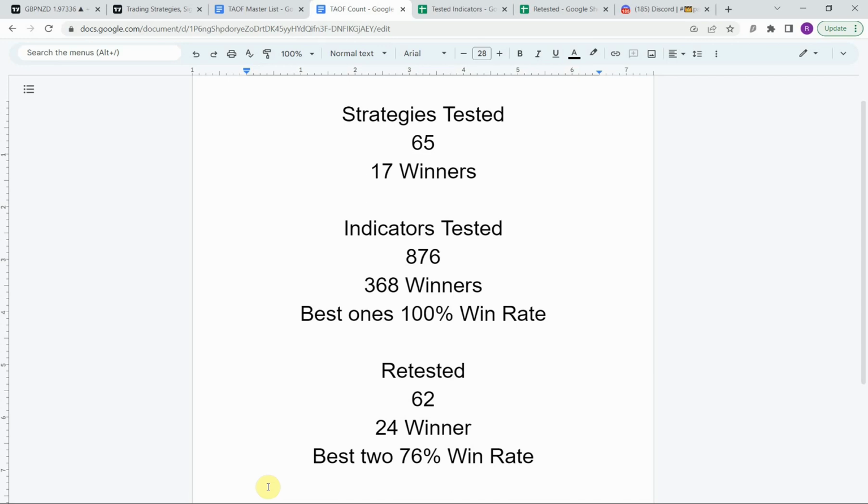Now you need to go back and watch those videos to understand the context of how they were able to achieve that. So go back and watch those videos and see what you can get out of those winning indicators. We've also retested in the advanced testing 62 of the winning indicators. 24 of them have been able to maintain the winning status, the best two, a 76% win rate. Now keep in mind that we test most of these strategies and indicators on the Forex and crypto market, but they can be applied to just about any market and time frame universally.